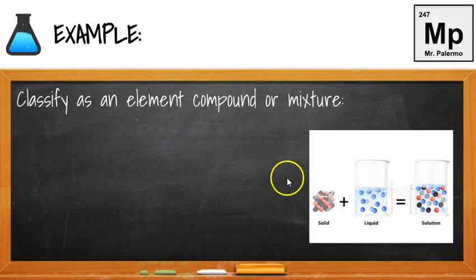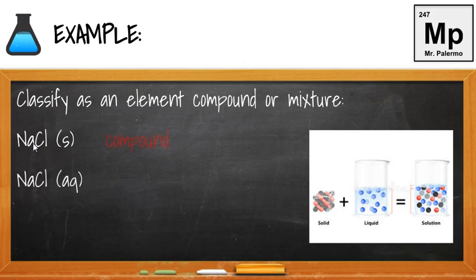So let's see some examples here. Let's classify the following 2 things as either an element, compound, or a mixture. So NaCl(s). S stands for solid. So I have sodium chloride. Well, I have 2 capital letters, meaning 2 different elements. Because they're next to each other in the formula, they are chemically combined. So 2 different elements chemically combined, that would be a compound.